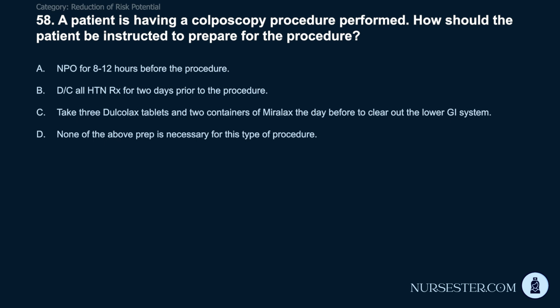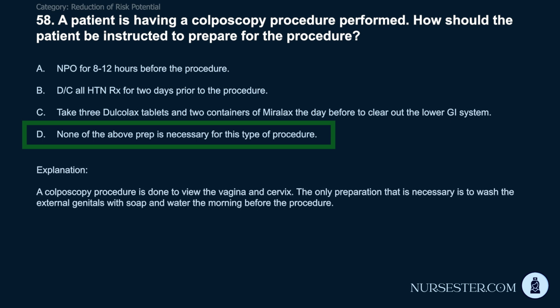58. A patient is having a colposcopy procedure performed. How should the patient be instructed to prepare for the procedure? A. NPO for 8 to 12 hours before the procedure. B. D/C all HTN Rx for 2 days prior to the procedure. C. Take 3 Dulcolax tablets and 2 containers of Miralax the day before to clear out the lower GI system. D. None of the above prep is necessary for this type of procedure. Correct answer: D. None of the above prep is necessary for this type of procedure.